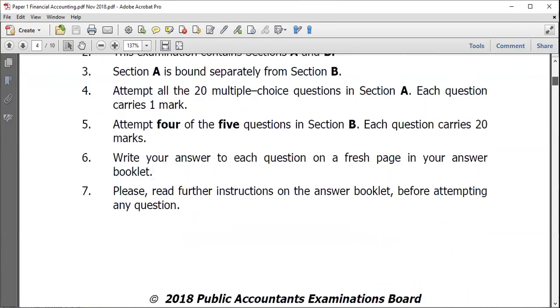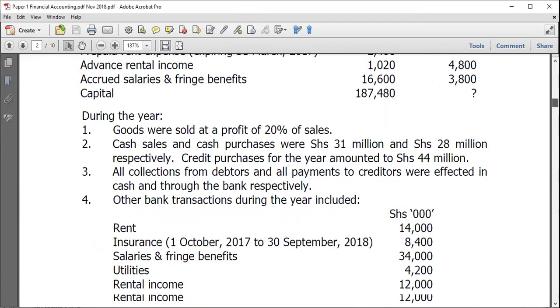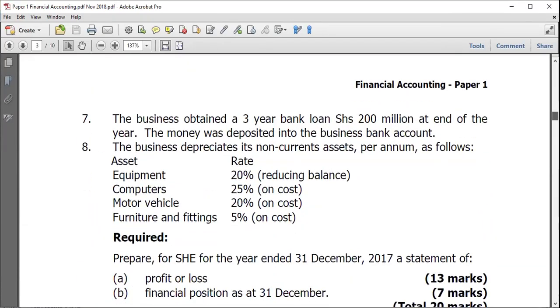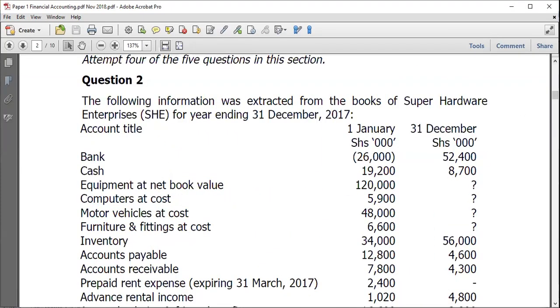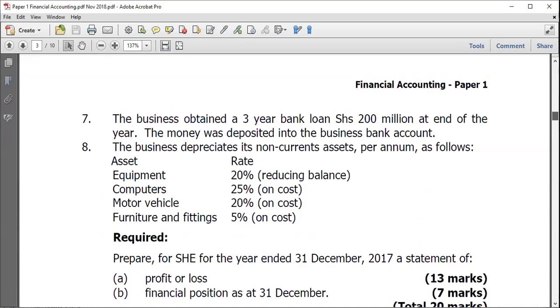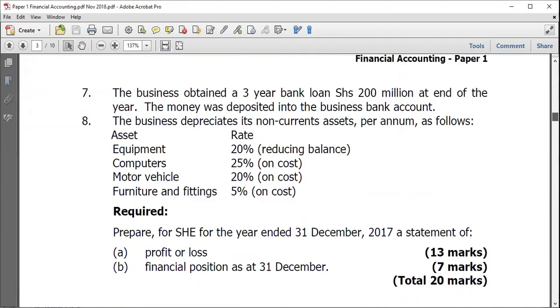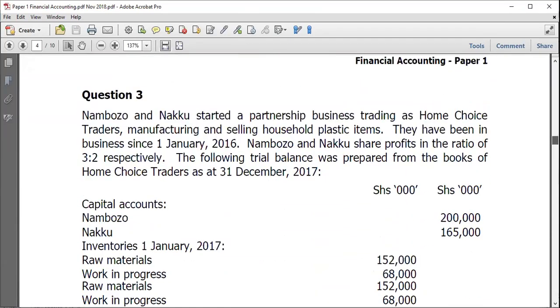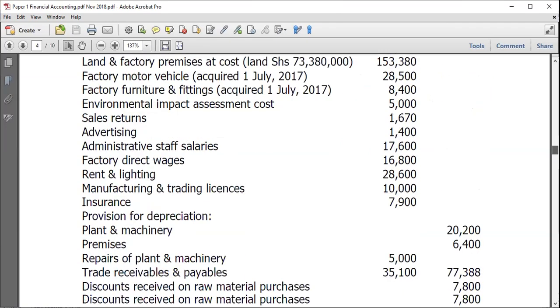Let's just look at question 1 of this paper. Question 1 was asking us around a question. This question had some question marks. It was the general questions that we usually have, where they ask us for P&L and financial position with additional information. And then the second question had a mix up of partnerships as well as the manufacturing account statement.